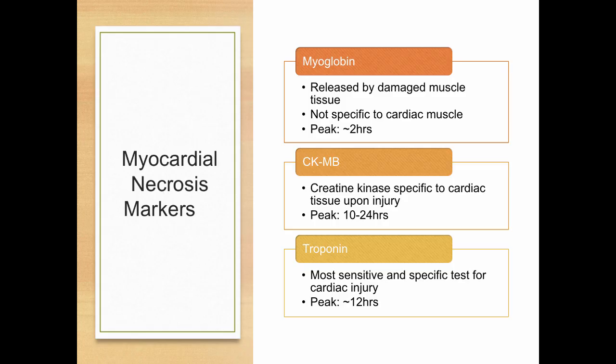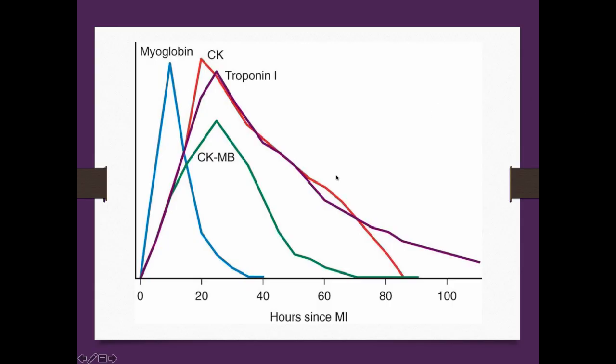Our CKMB is our cardiac muscle. So if I damage my cardiac muscle, CKMB will be elevated. Same thing with troponin. Troponin is very specific to cardiac muscle. So if I injure my cardiac muscle, my CKMB and my troponin are both going to be elevated. And there are different troponins.